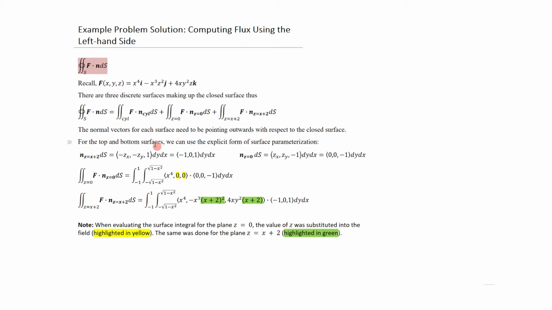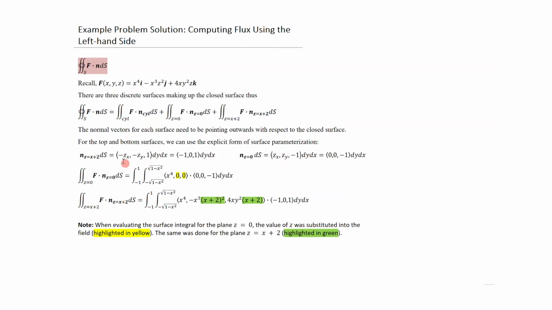Now for the top and bottom surface, we can use the explicit form of surface parameterization. Why? Because z is given as a function of x or y. In this case, z equals 0 and z equals x plus 2. So we'll proceed in computing what n evaluated at z equals 0 ds is and what n at z equals x plus 2 ds should be. We use the general formulation, the explicit form. This is just minus the partial of z with respect to x, minus the partial of z with respect to y, 1, dy dx.